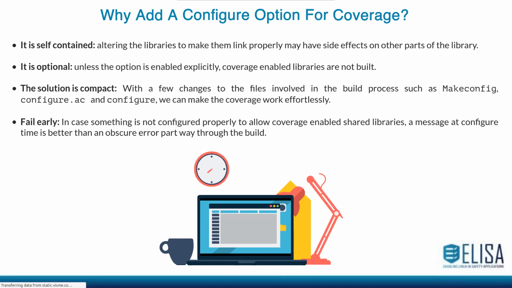And secondly, it's optional. Not everyone needs shared libraries, so it would be preferable if the people who wanted shared libraries could have it built that way, and the people who wanted normal glibc could just run the configure command as usual. And the solution is compact. Basically, the solution itself turned out to be very short, just around 30-40 lines of code. We made a change to the build process and how files are linked in the make config file in configure.ac and configure, and we made coverage work.